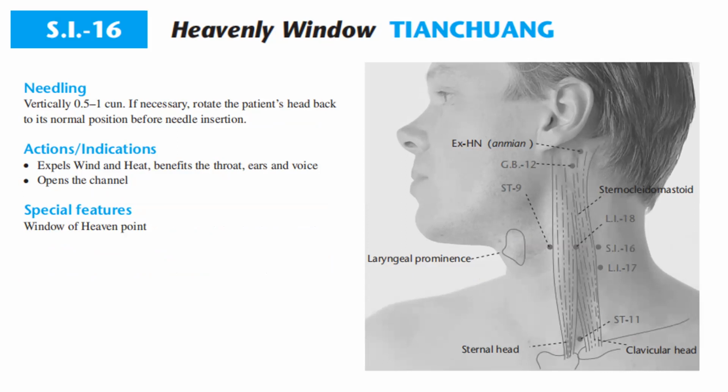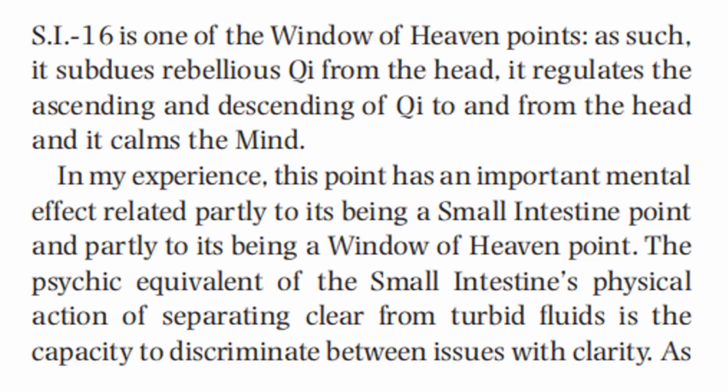Actions and indications: it expels wind and heat, benefits the throat, ears, and voice, opens the channel. Special features: window of heaven point. SI16 is one of the window of heaven points. As such, it subdues rebellious qi from the head. It regulates the ascending and descending of qi to and from the head, and it calms the mind.